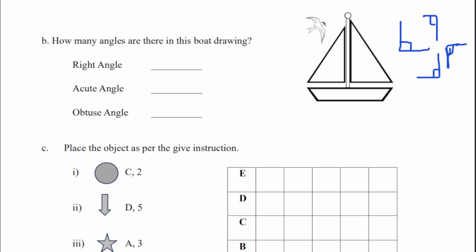Okay, so let's find the right angles in this board now. So we have here a right angle, here one more right angle. So how many right angles do we have? We have two right angles.